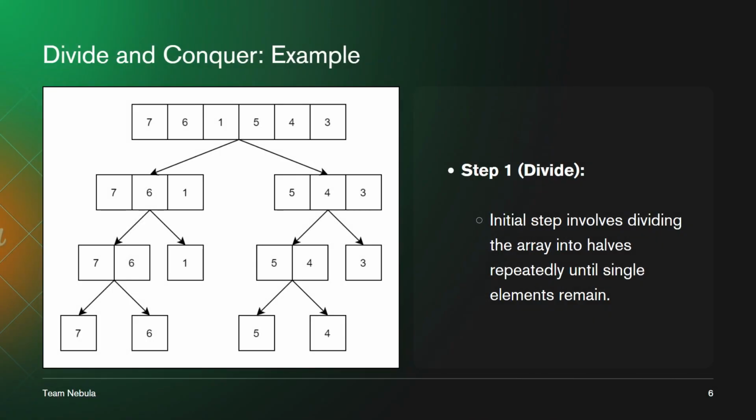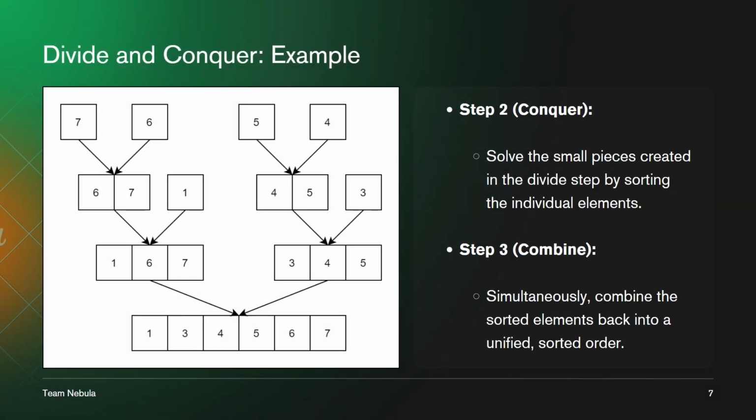Now, let's practice this recipe with an example: sorting an array using the merge sort approach. Imagine we have an array with these numbers: 7, 6, 1, 5, 4 and last we have 3. First, we divide the array into halves and keep dividing until we have single elements. Then we start solving these small pieces, which is our conquer step. We sort these individual elements. At the same time, we are also combining them back into a sorted order.